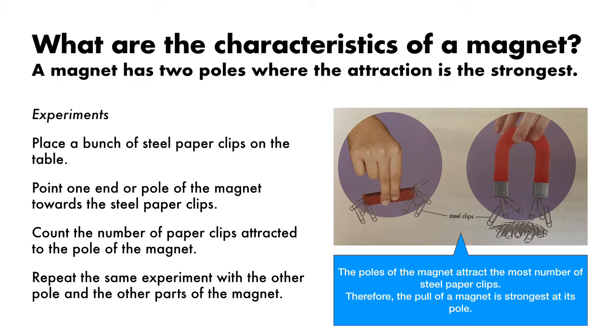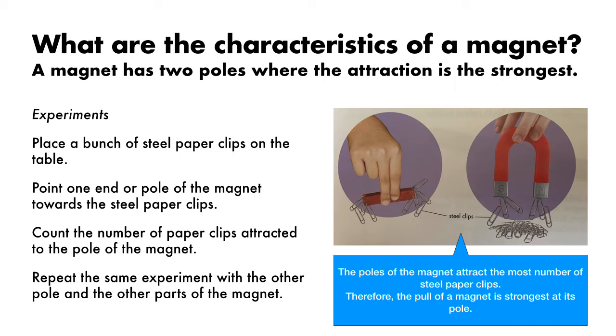Remember the last slide, we said that the magnet has two poles where the attraction is the strongest. So if you want to attract magnetic materials, you try to use the north pole or the south pole, where the attractive power is the strongest. So how do we do experiments to see whether the poles are where the attraction is the strongest? Is it true? This is the experiment that can prove this. We use some steel paper clips. You put the paper clips on the table.